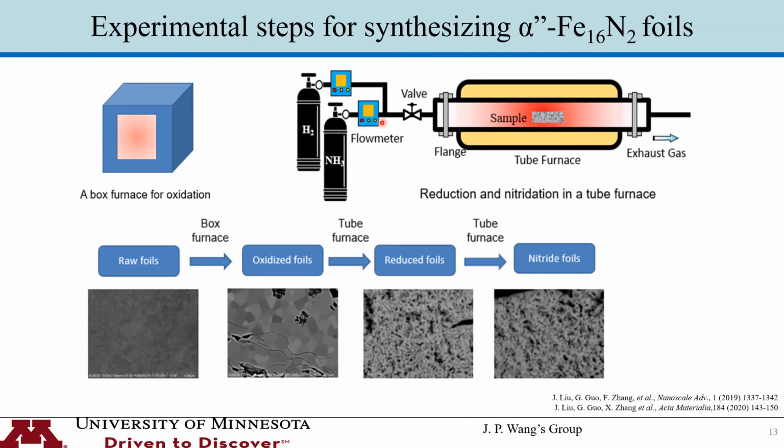Experimental details of synthesizing alpha double prime Fe16N2 foils are shown in this slide. We use a box furnace for the oxidation, which happened at 980 degrees C to quickly oxidize through the 25 micrometer thick iron foils. After the oxidation, the reduction happened in a tube furnace using hydrogen gas. After reduction, the nitriding happened in a similar tube furnace using ammonia gas. The nitriding temperature is lower than 200 degrees C. Here are the steps and how the microstructure changes, and we can see after the oxidation and reduction we can obtain the porous structure of the foil samples, which is good for the low temperature nitriding process.